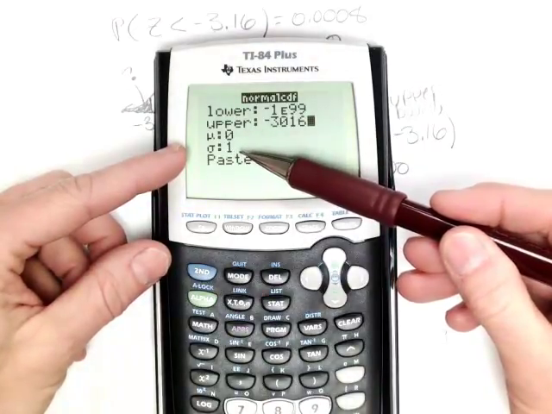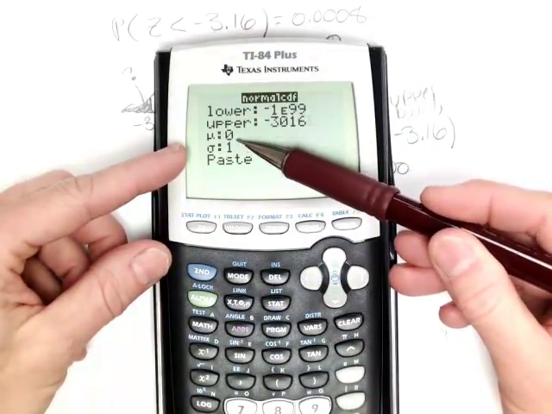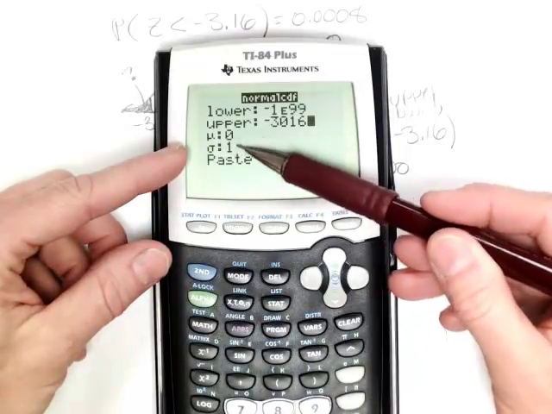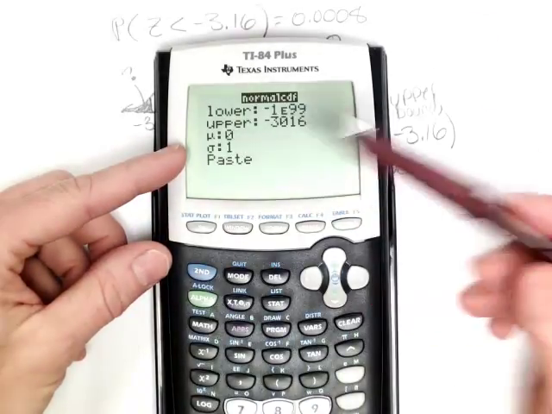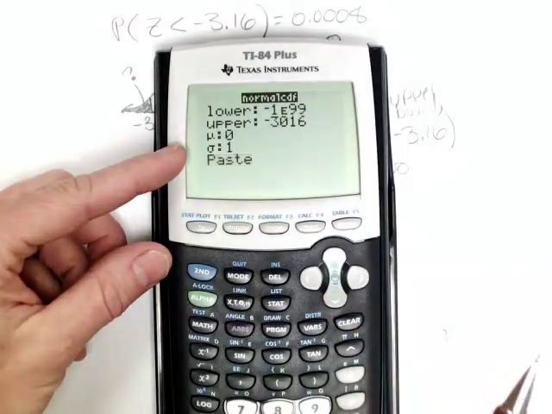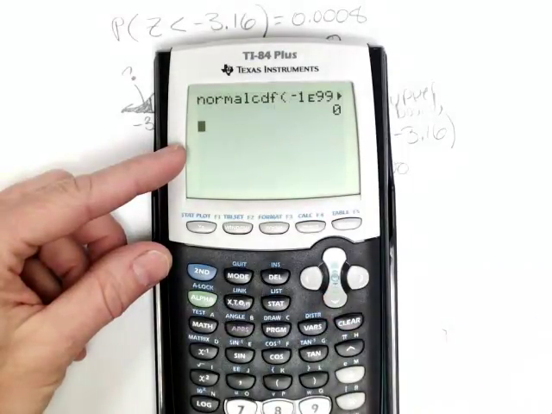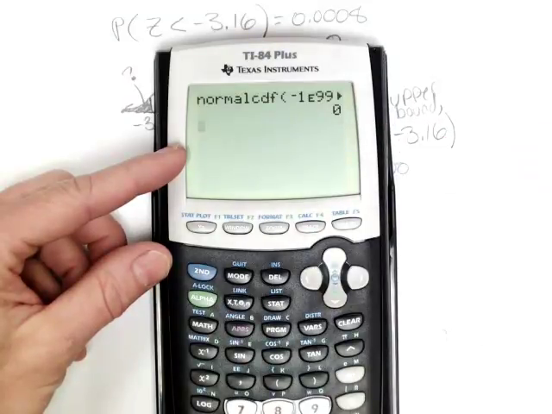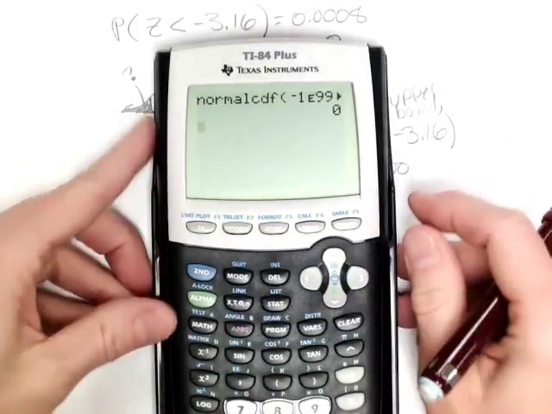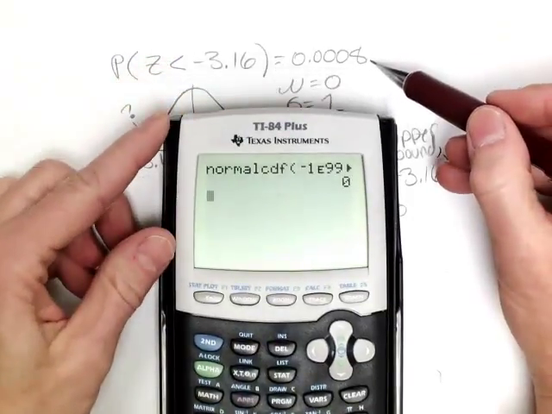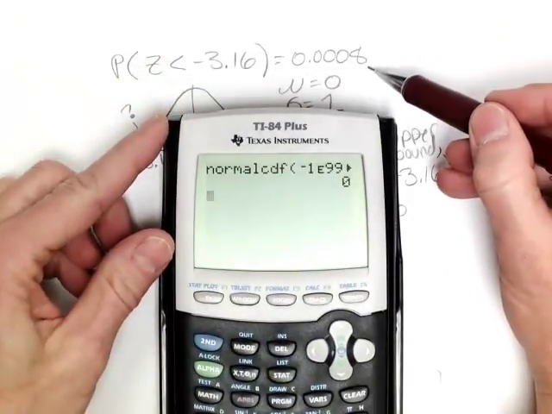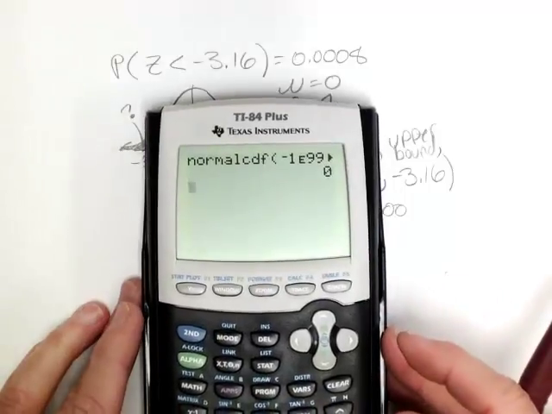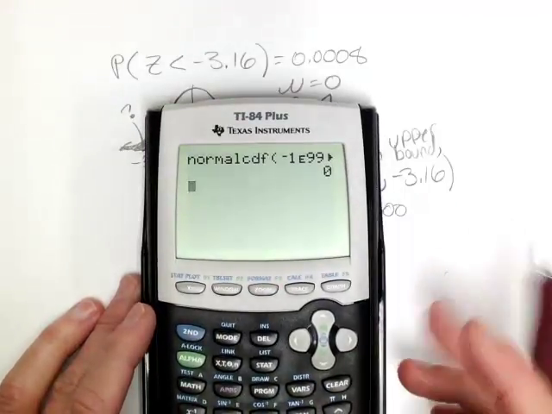If I had a mean or standard deviation that was different, then I would just change that. Okay, so I want to scroll down. Okay, so it's indicating an area of 0. Okay, that's a really, really small number. It's not exactly equal to 0. Okay, so remember when we found this using the table, we got an extremely small number. Okay, so keep in mind that's not exactly equal to 0.